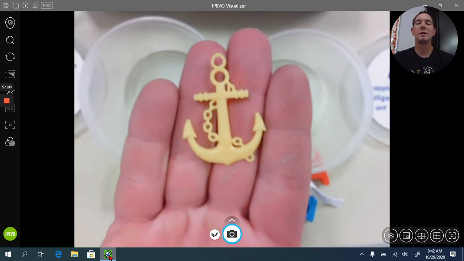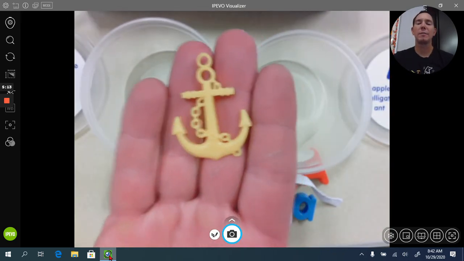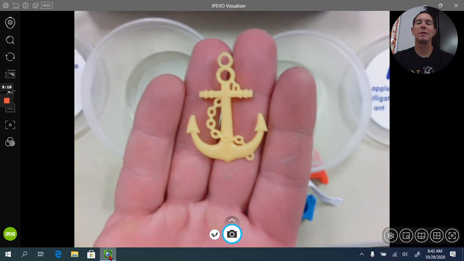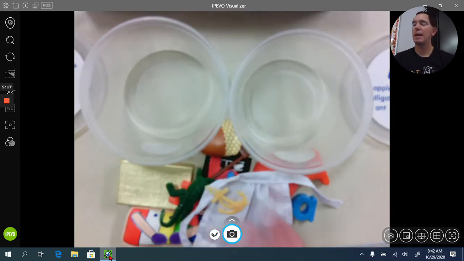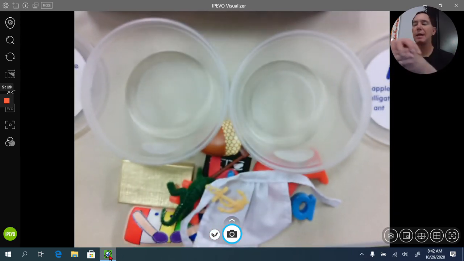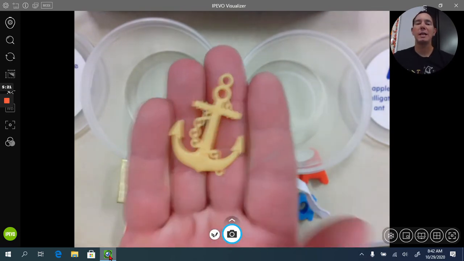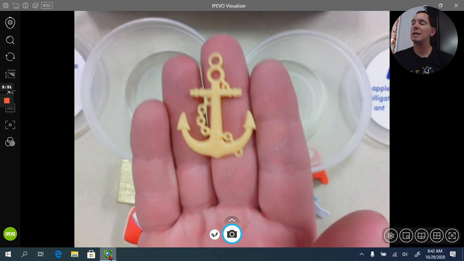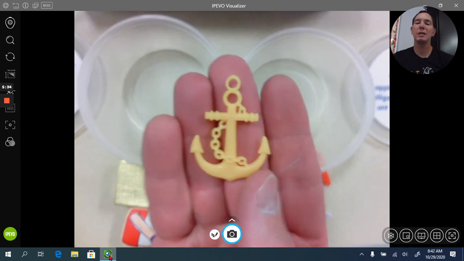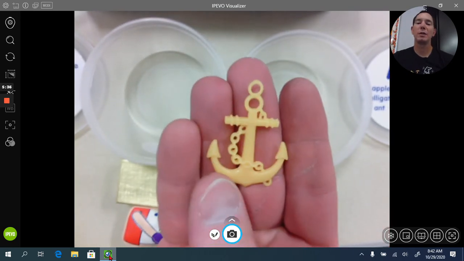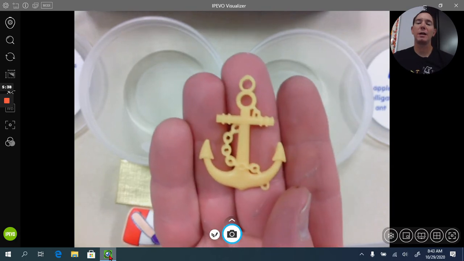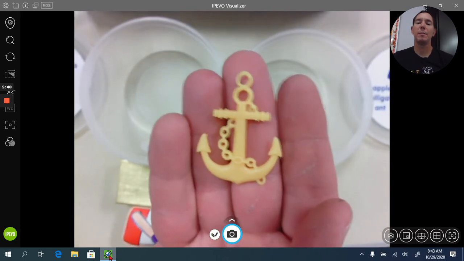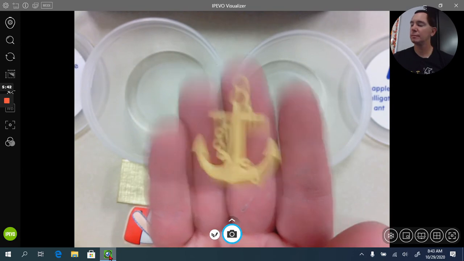What is this? It's an anchor. What sound do you hear at the beginning of anchor? A. Do you know what an anchor is used for? An anchor is used by tying a rope or a chain to a boat and then throwing the weight in the water, and this helps prevent the boat from floating away.